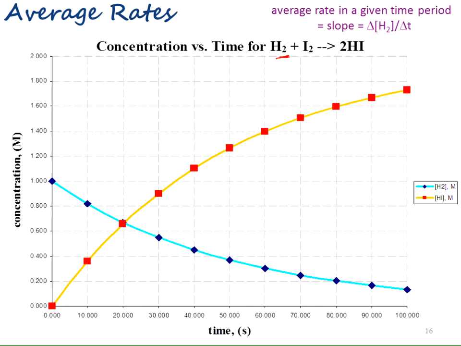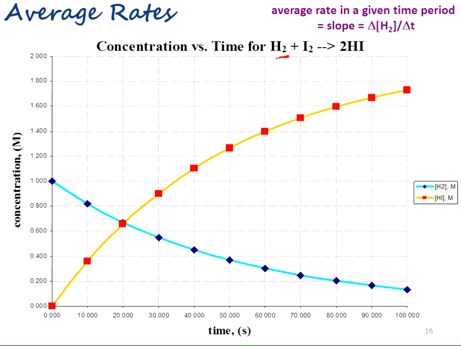But the HI concentration is increasing. But notice how the slope of this line for the HI is actually larger than the negative slope of the H2. And this is what we'd expect, because for every one H2 that we lose, we're producing 2 HI. So the production of HI should be twice as fast as losing the H2.